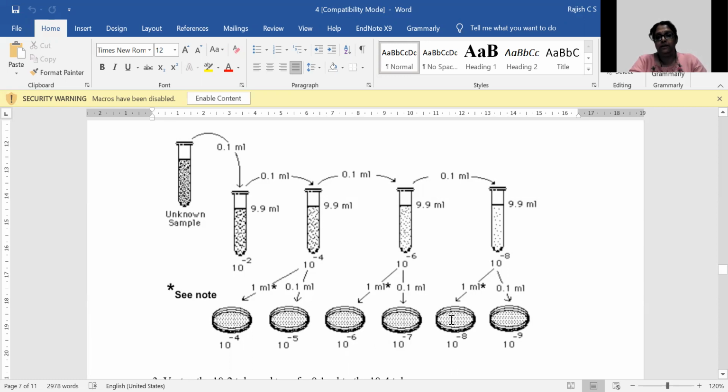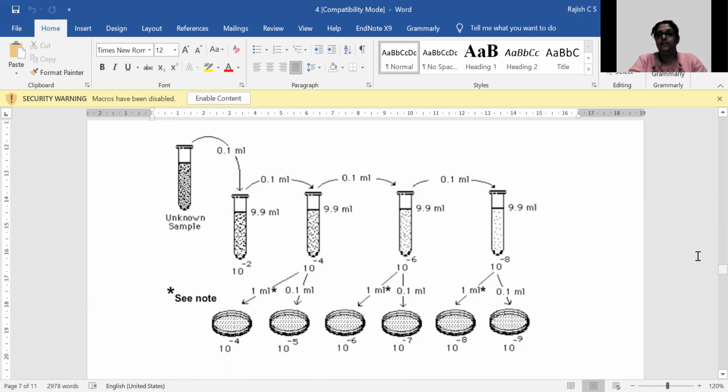Even over here, you will be getting 10 or 20 or 30 colonies. And over here, you will be getting 300. That will be too numerous to count. So what you are supposed to do is make these serial dilutions and then plate them.